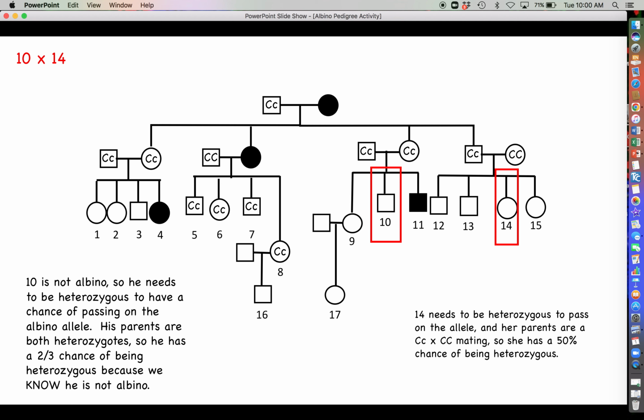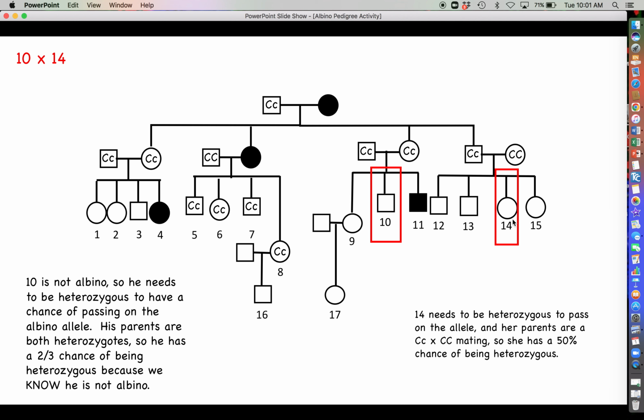So what we're going to calculate here is the probability that each one is a heterozygote. So we're actually going to have 3 different probabilities that we're going to have to multiply together. The probability that 10 is a heterozygote times the probability that 14 is a heterozygote times the probability that if they are heterozygotes that they would actually have an albino child. So for individual number 10, we see something very similar to what we saw before with individual number 1. His parents are both heterozygotes, so he is actually going to have a 2 in 3 chance of being heterozygous himself. We know he's not an albino, so it's 2 in 3 instead of 2 in 4.